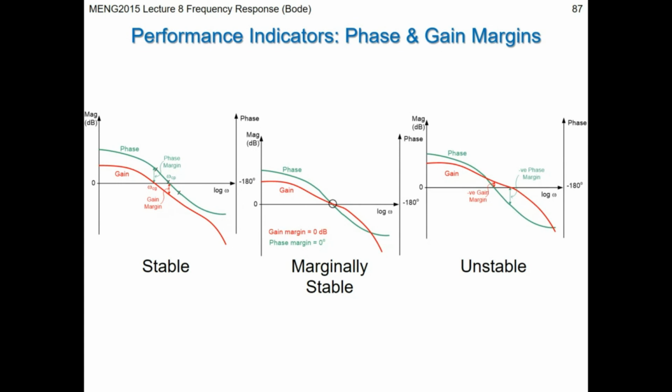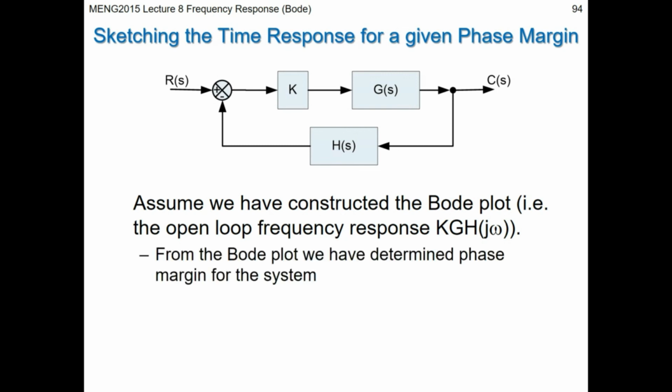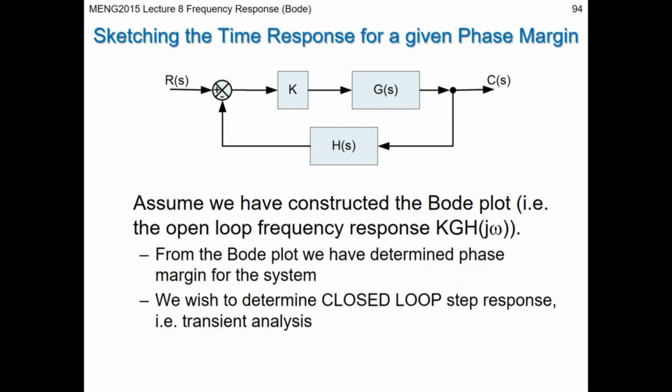So we started to look at the relationship between our phase margin and our damping ratio, right? And now we're going to look at how we would actually sketch the time response for a specified phase margin. So if we have a basic system, KGH, where H is feedback, we take the open loop transfer function, plot the Bode plot, and from the Bode plot we have determined the phase margin for the system.